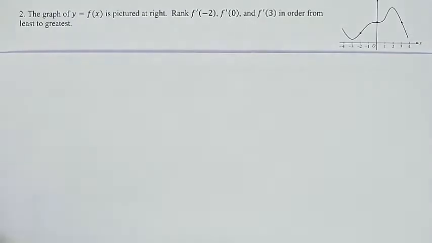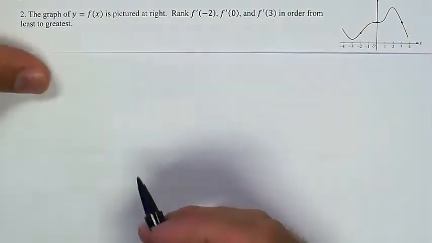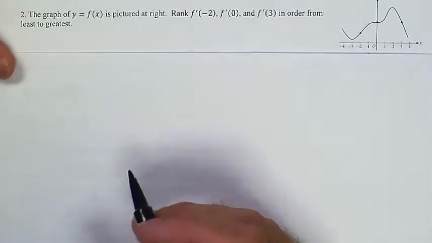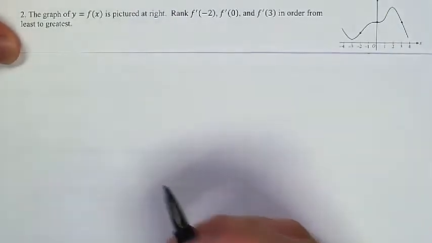All right, now let's rank f prime of 2, f prime of 0, and f prime of 3 in order from least to greatest. Oftentimes in this class, you're going to be asked to rank 3 things in order from least to greatest, and one's going to be negative, one's going to be 0, one's going to be positive. Just telling you that's how this is going to go frequently, and this is one of those situations.